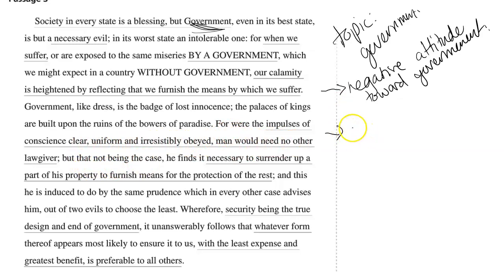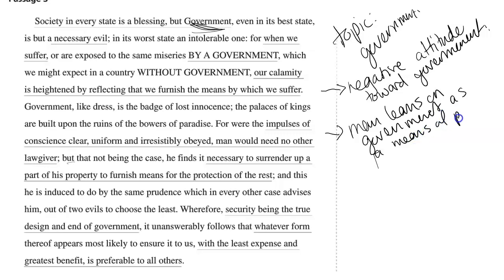So we wouldn't need laws if we had this paradise. But, and here we have the but, that's not the case. And man finds it necessary to surrender up part of his property to furnish means for the protection of the rest. So man leans on government as a means of protection, and we can see that here.